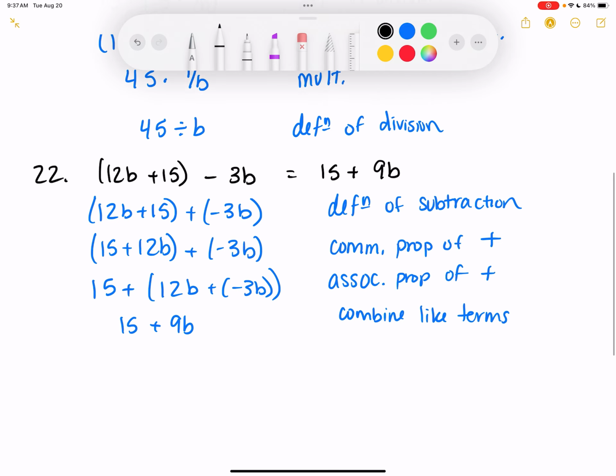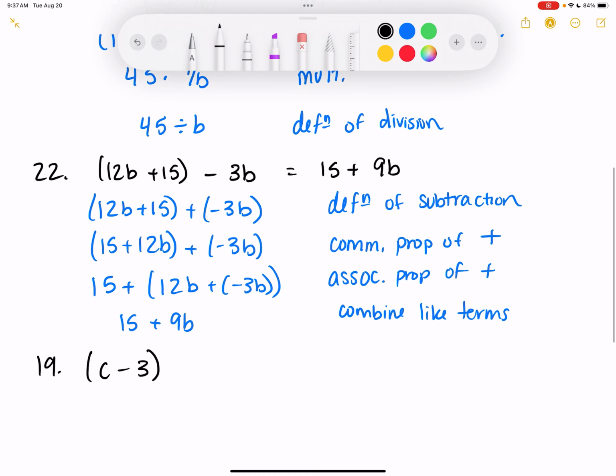All right, now I want you to take a couple minutes and try 19 on your own and see how you do. It's in parentheses c minus 3, close parentheses, plus 3 equals c.